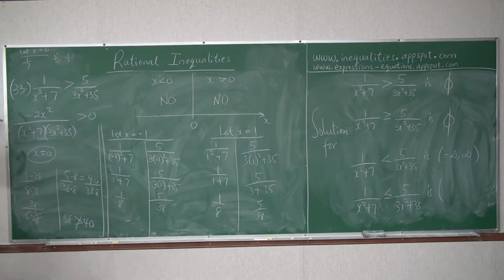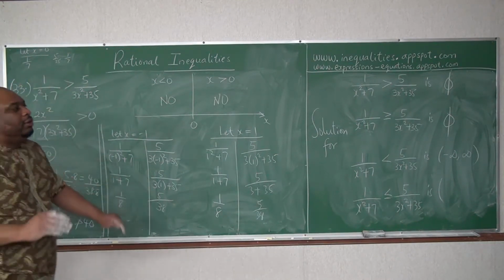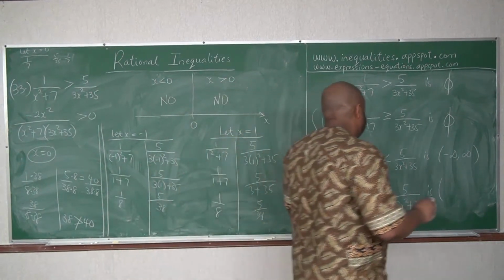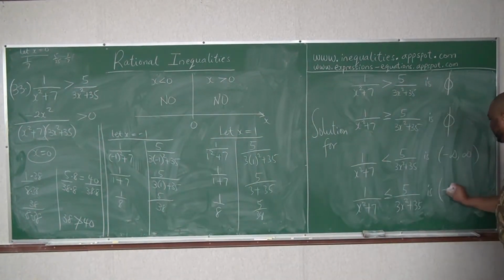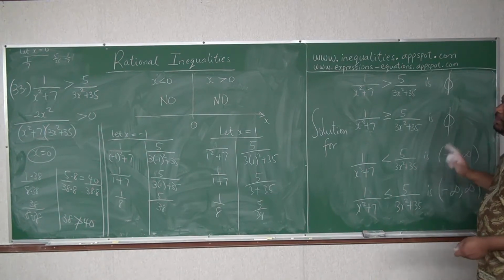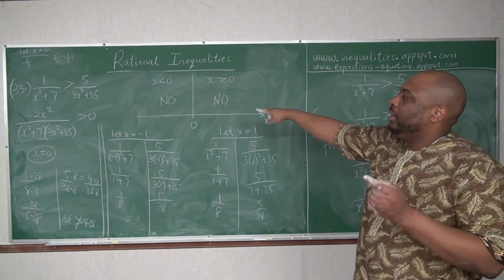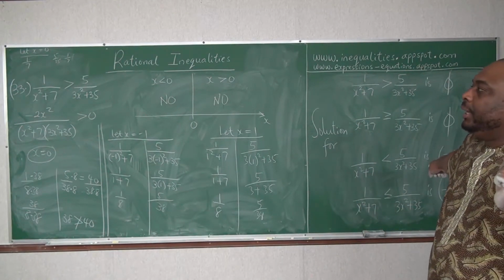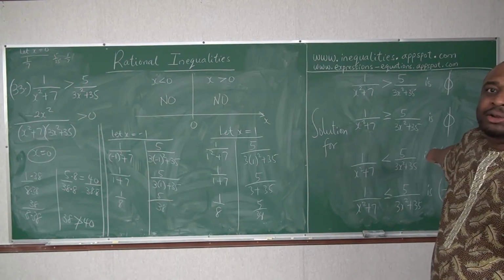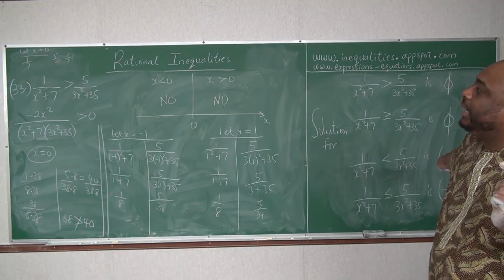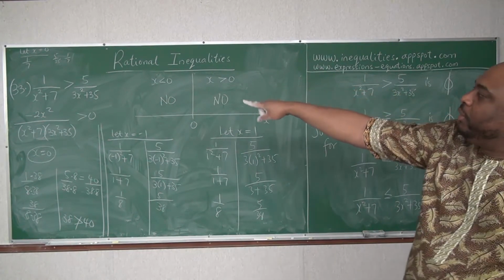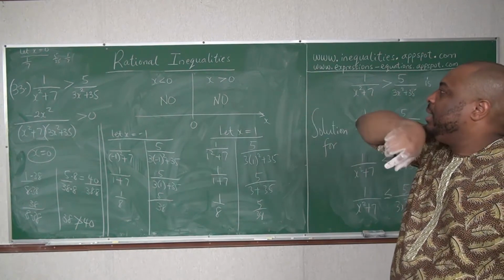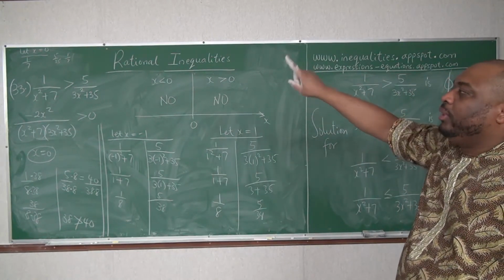Now, 1 over 7. So please, I take this back. Now, for this one, it's negative infinity to infinity. But for this one, 0 is not included, because 0 is not less than 0. Because here, if you put it, it will be 1 over 7 greater than 1 over 7. And it's not going to work.